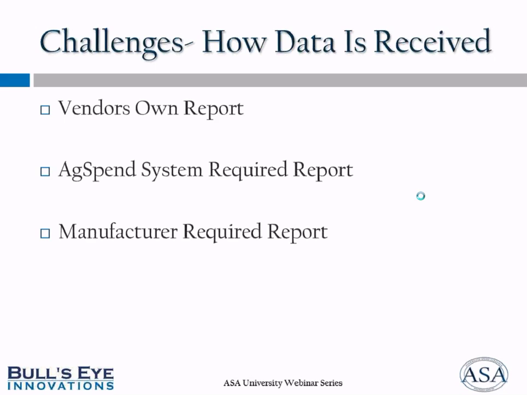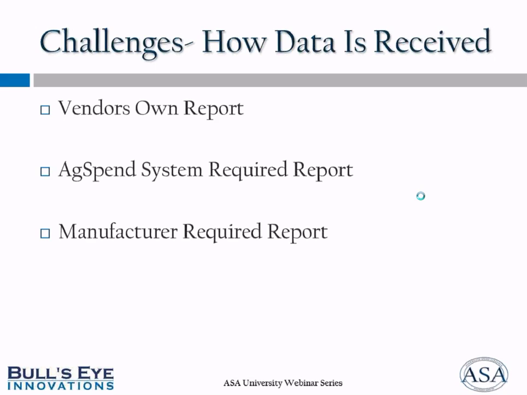So actually we have a question here, which is: what is most commonly seen? Unfortunately, I'll say the ag spend system report is what we commonly see being provided to vendors as the requirement. But as advisors, we do not recommend using the ag spend system requirements alone.